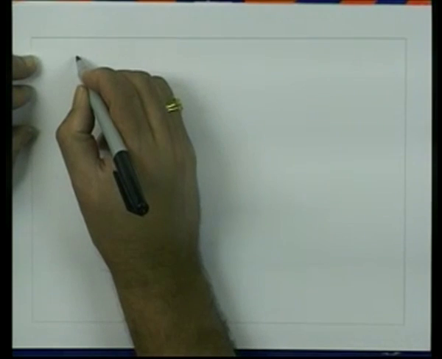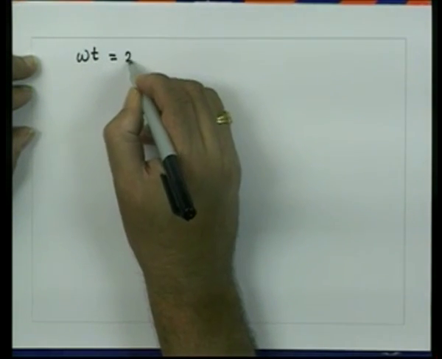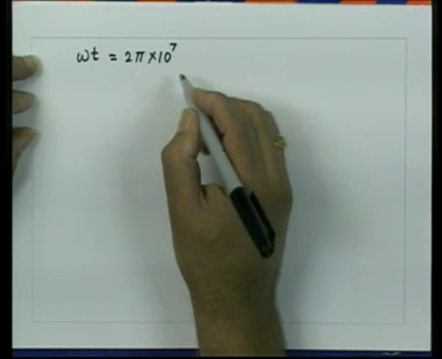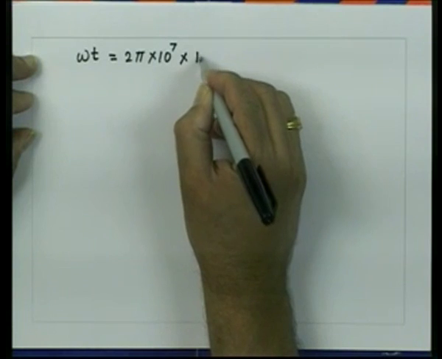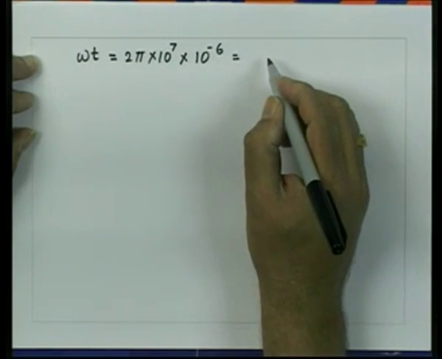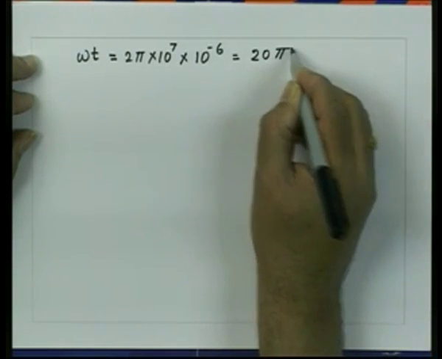And we can get this quantity omega t, that is equal to 2 pi into 10 to the power 7 into 1 microsecond, which is 10 to the power minus 6. So, that is equal to 20 pi radians.